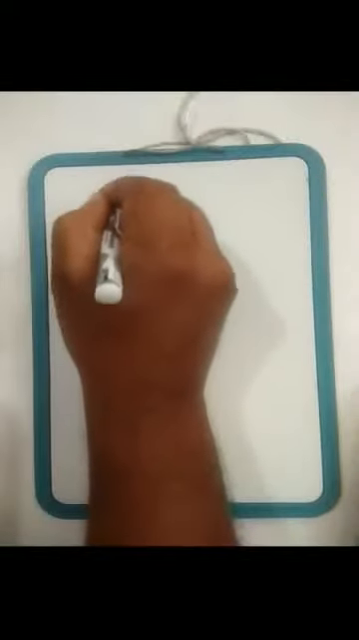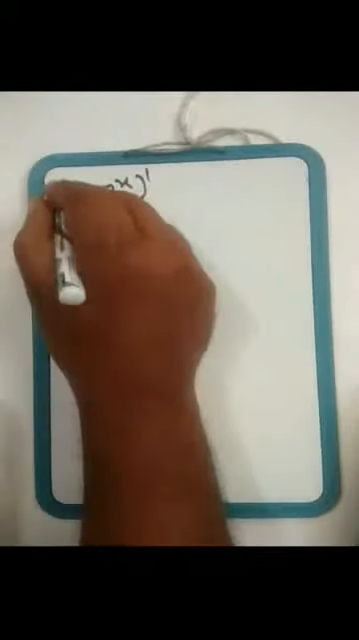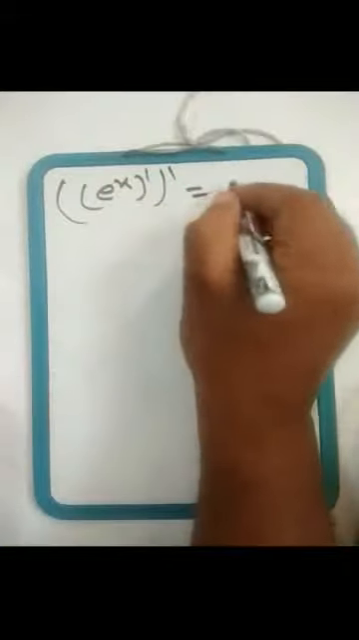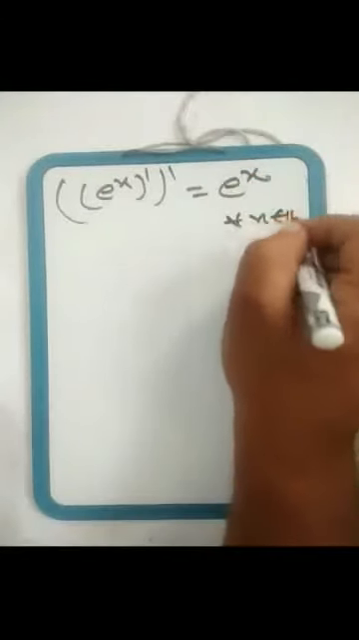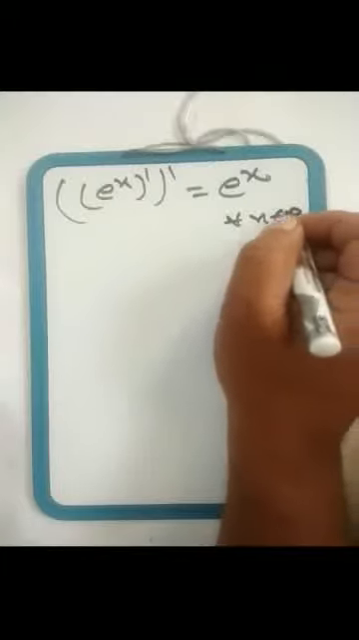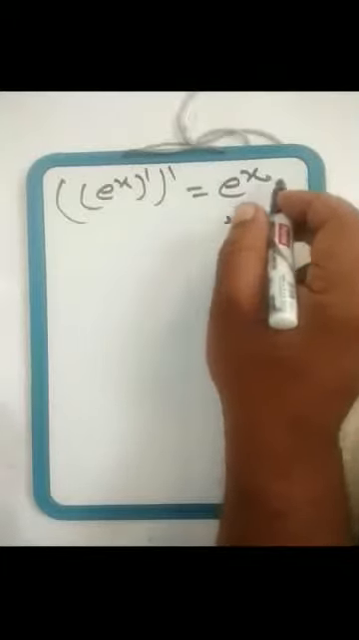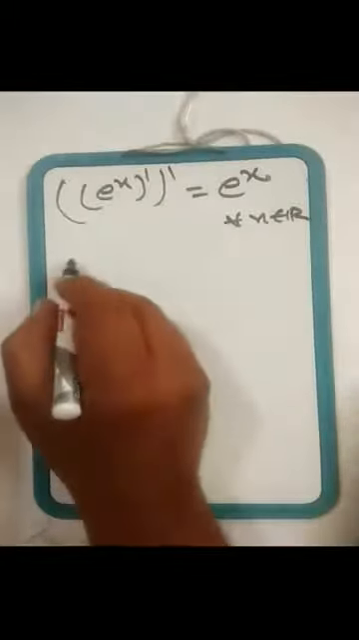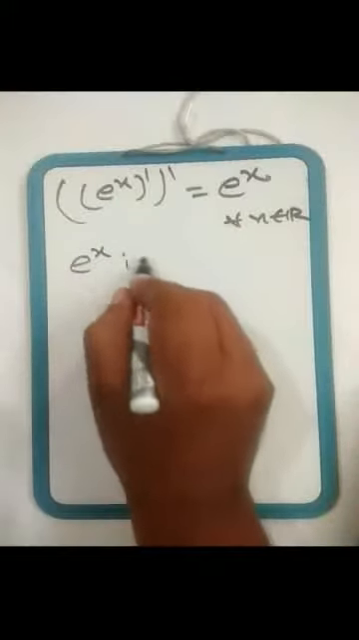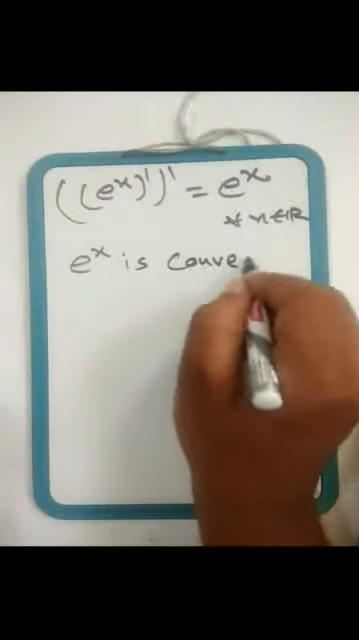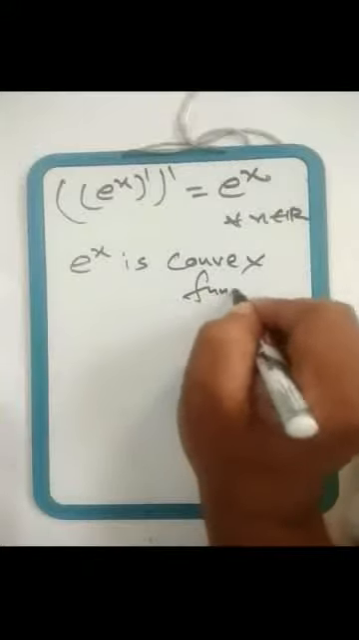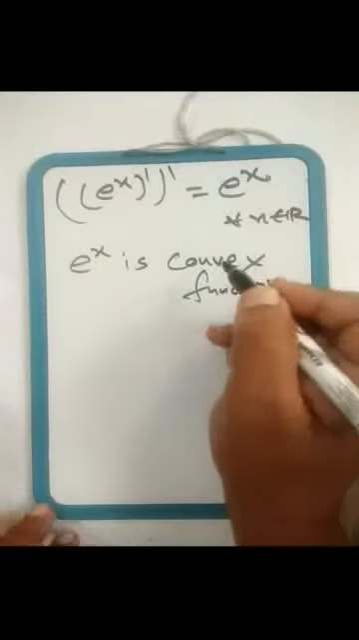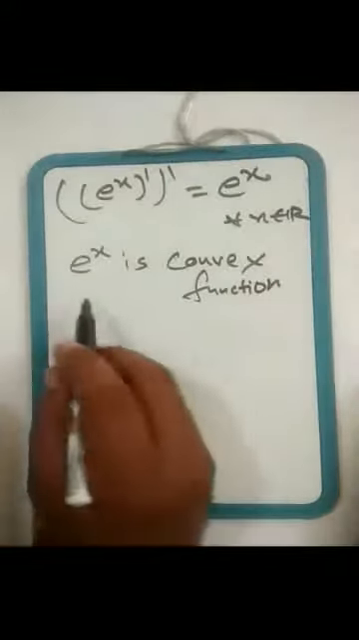Now observe that the derivative of e raised to x, the second derivative, is e raised to x, for all x belonging to the set of real numbers. So we have shown that e raised to x is a convex function. So what does this imply?